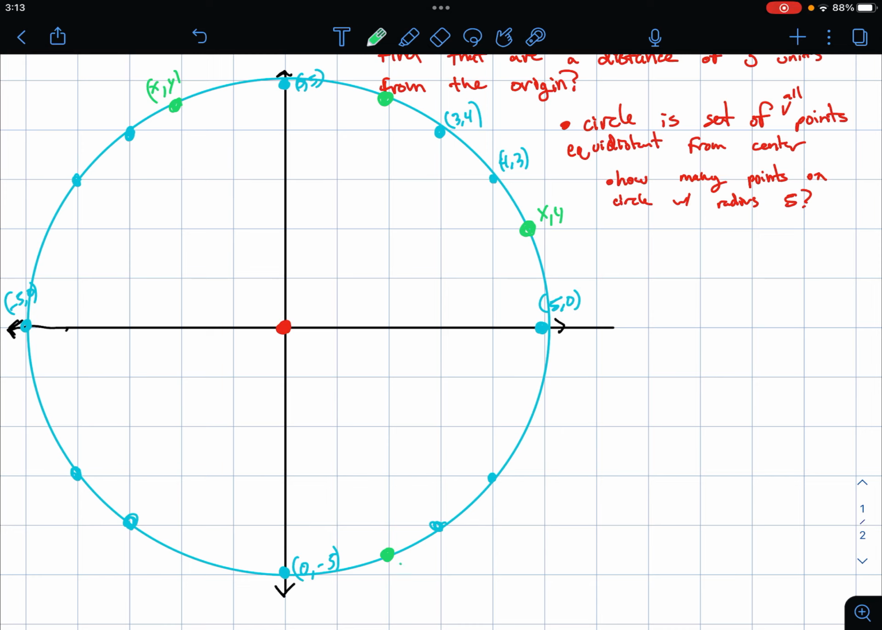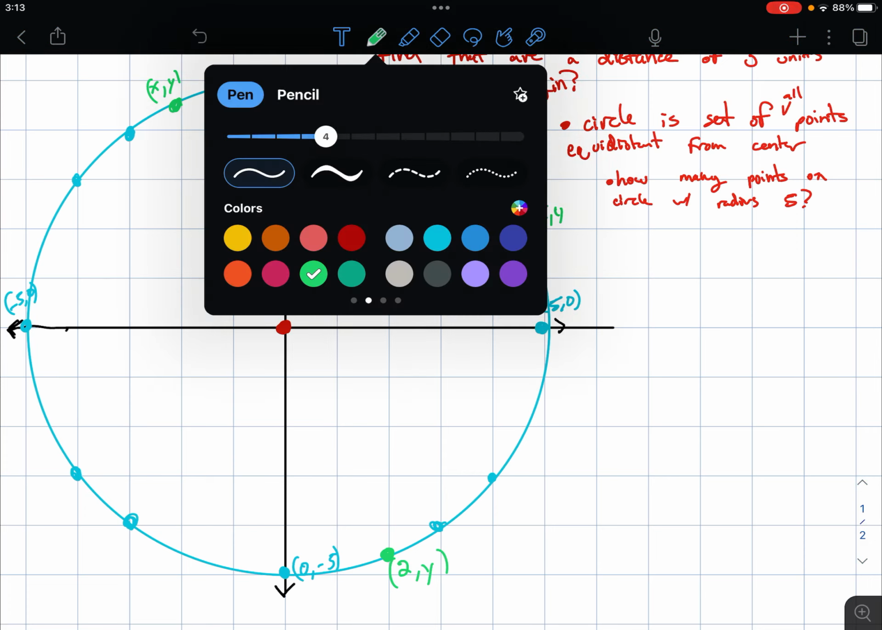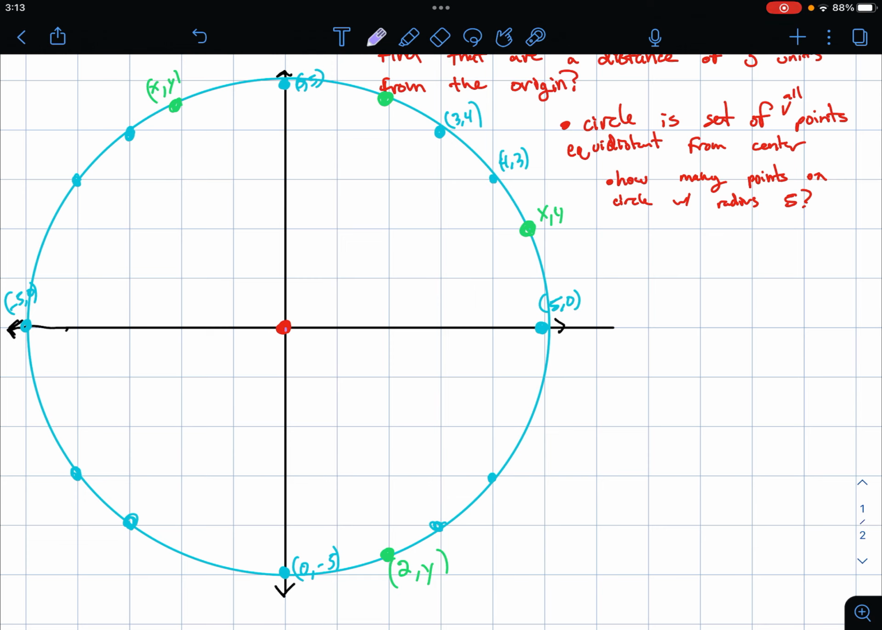But let's just look at the bottom one for a second. We have (2, something), some y coordinate. And if we are clever, we can recall that we could use the distance formula, but that's really just the Pythagorean theorem. So if I draw in the radius of the circle, and drop an altitude to the x-axis, I now have a right angle. Then I know that this leg of my right triangle must be 2. This leg is going to be y, and the hypotenuse is 5, because our circle is defined as having a radius of 5.